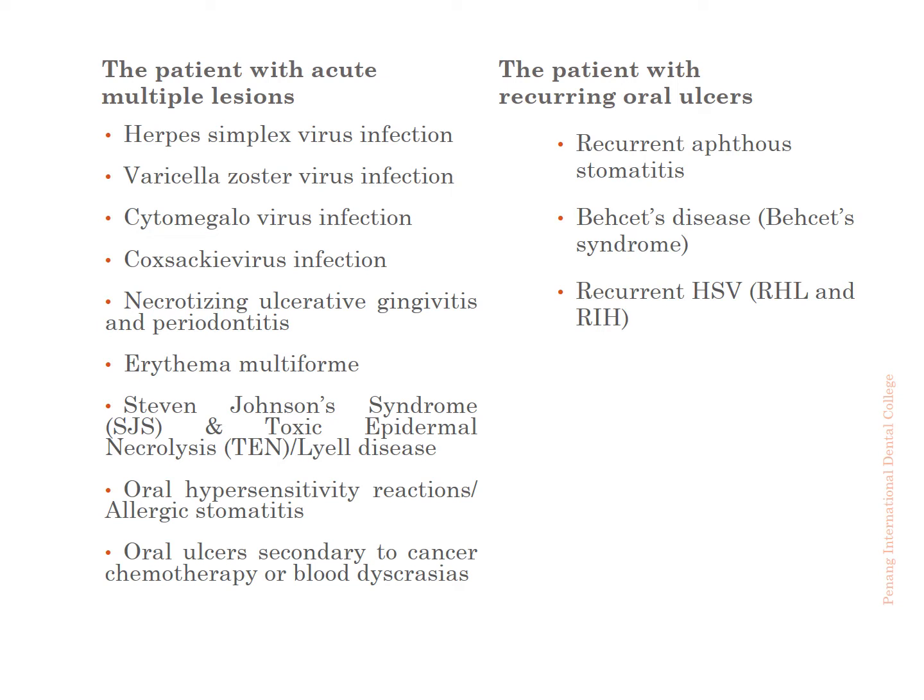Next are patients with recurring oral ulcers. That means ulcers which keep coming back. The examples for this would be recurrent aphthous stomatitis, Behçet's disease, and recurrent herpes simplex viral infection. We'll be covering herpes in both acute multiple lesions as well as in recurrent lesions.